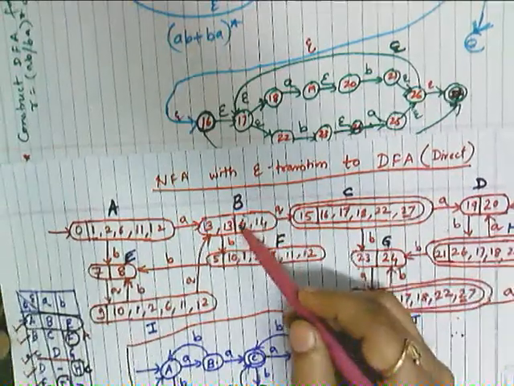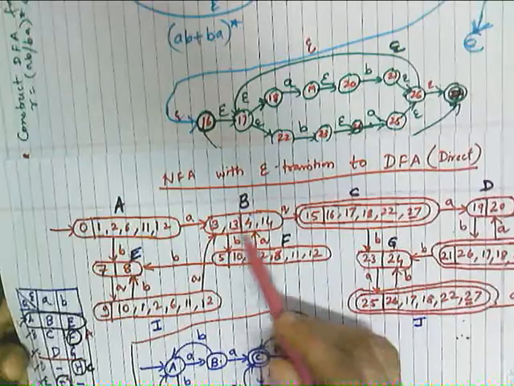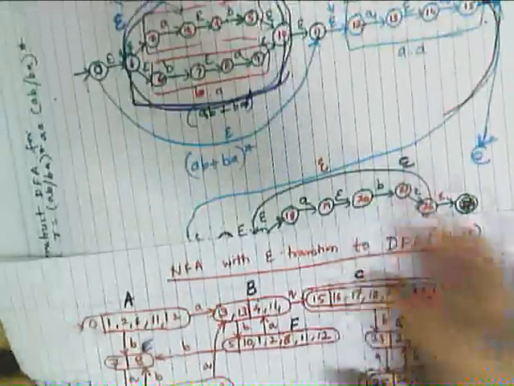Next, with B, which state am I moving to from this state? So now where is my 3? This is my 3.